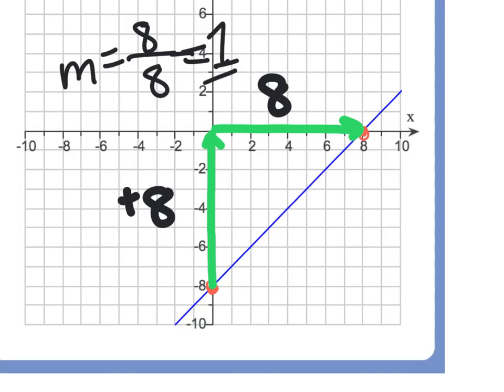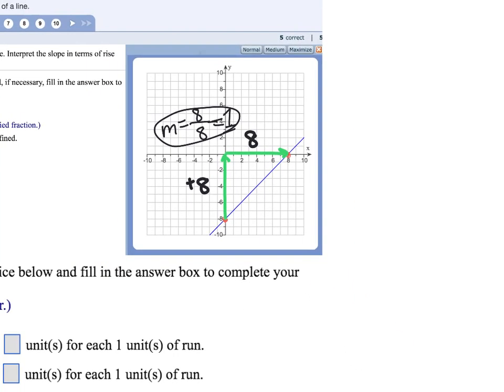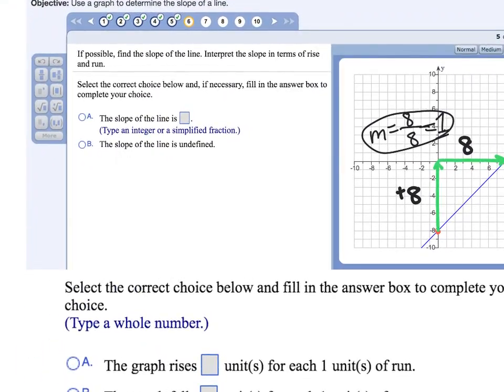All right, so that's our slope. It's 1. And so I'm going to zoom out. So what is the slope of the line? Well, the slope of the line is 1. Now, if you put 8 over 8, technically that would be correct, but the computer is going to mark you wrong because we want a simplified fraction.